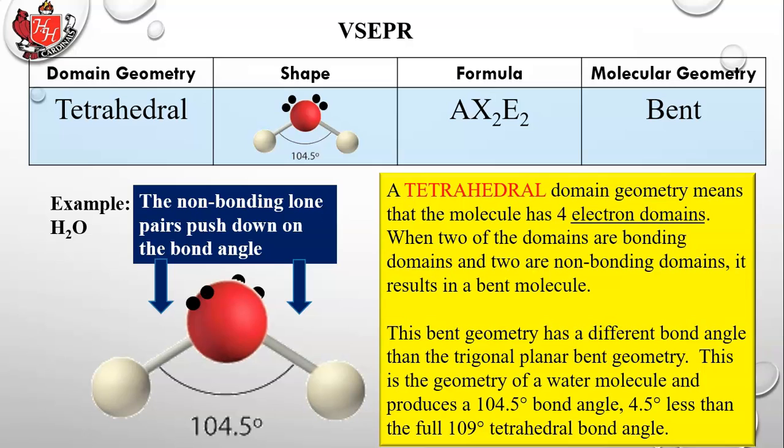And so you notice that the angle is smaller. It's 104.5 between the two hydrogens, not 109 the way it was with methane, with CH4. And that's what happens when you have two lone pair electrons like that. It's going to push down on the bond angle and make the bond angle less. It's going to squeeze those two hydrogens closer together. And that's all you need to know about this for the test.